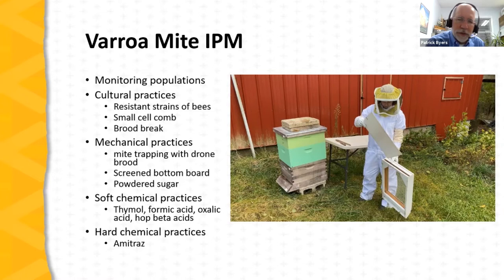There are soft chemical practices using various aromatic substances such as thymol, formic acid, oxalic acid, and various acids found in hops can be helpful. And then there's amitraz, which is a hard chemical that can be placed in the hive at certain times. You have to be cautious with amitraz because it can contaminate honey. So it has to be used at the right time to help manage the varroa mite.